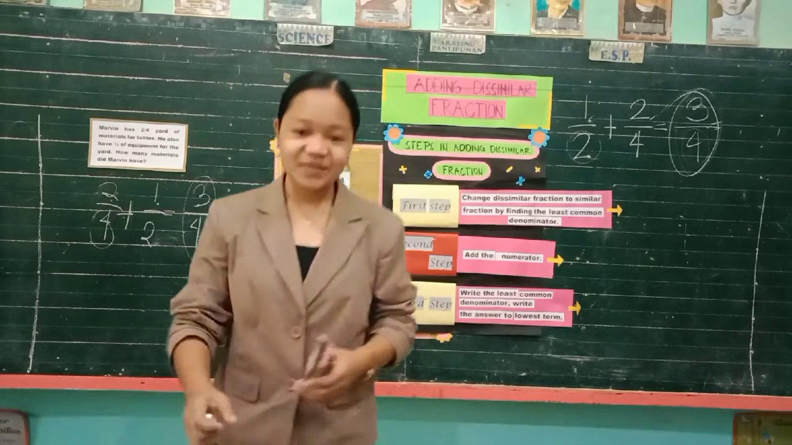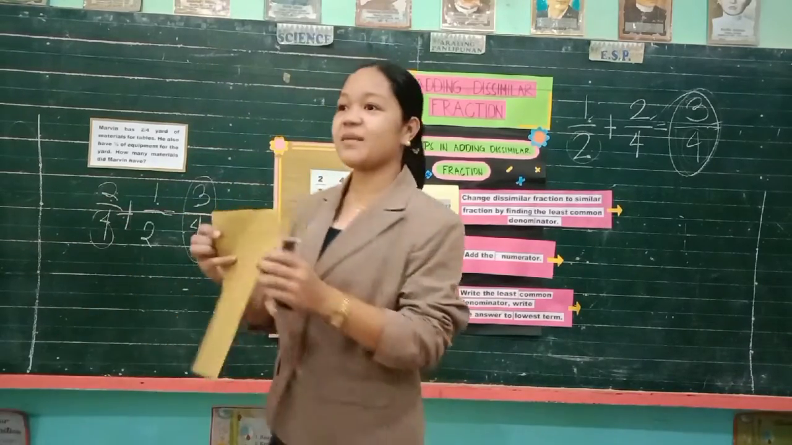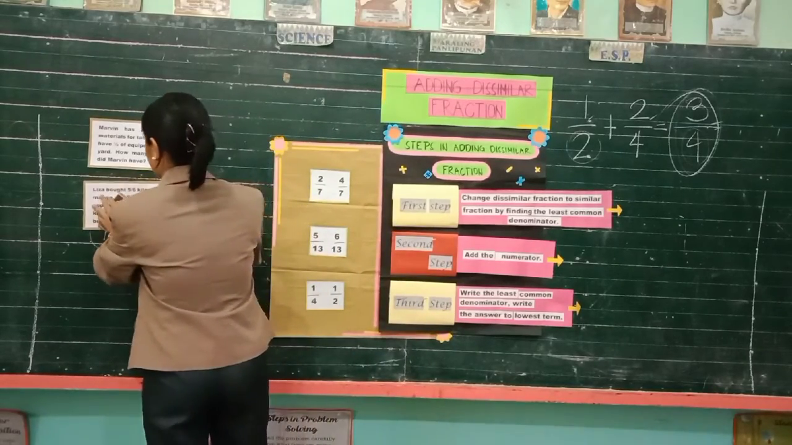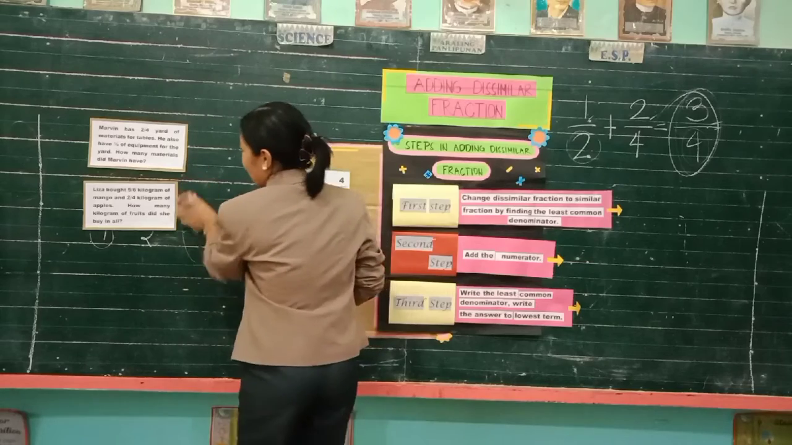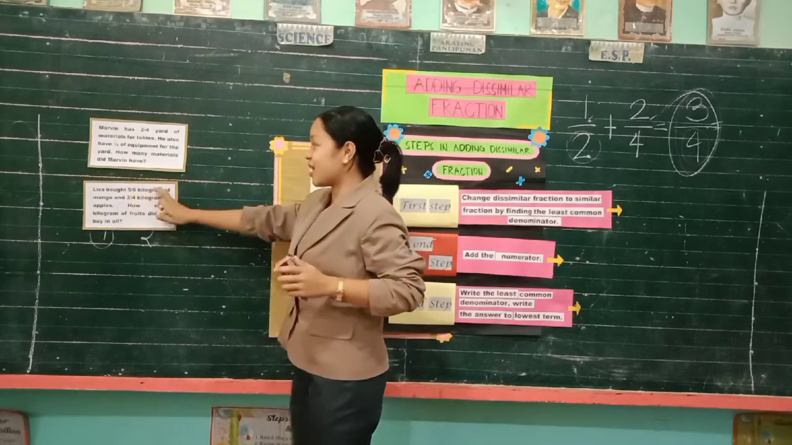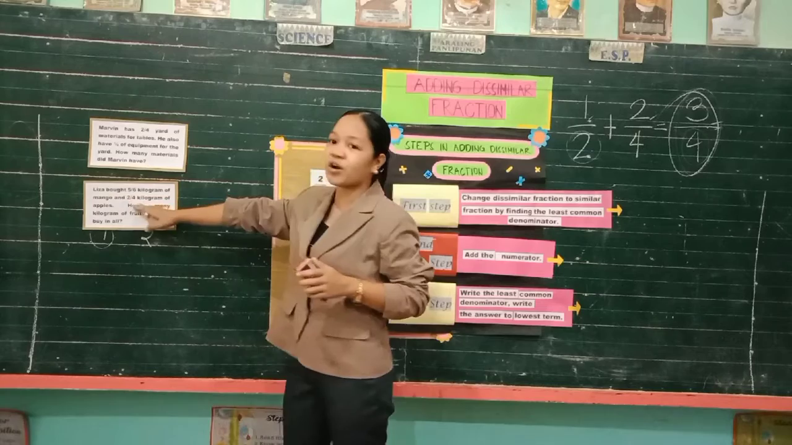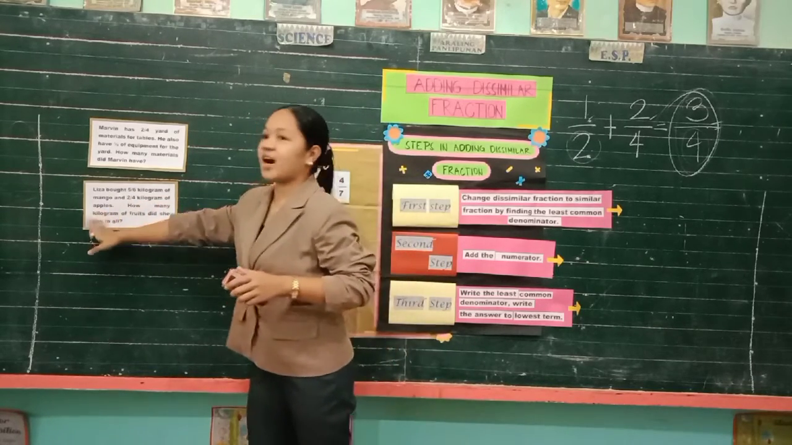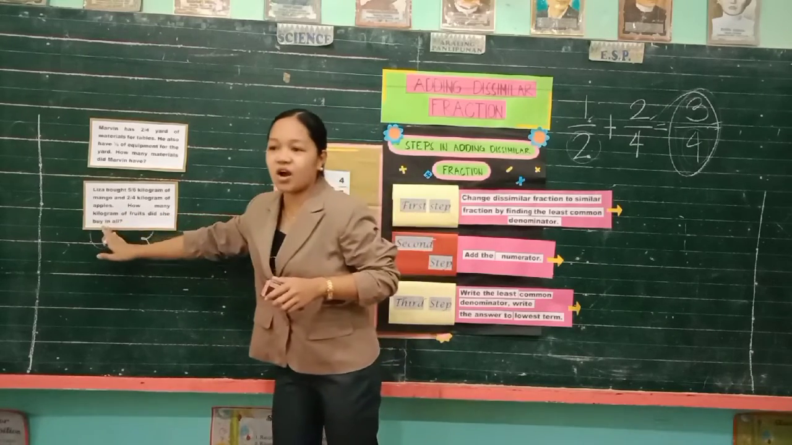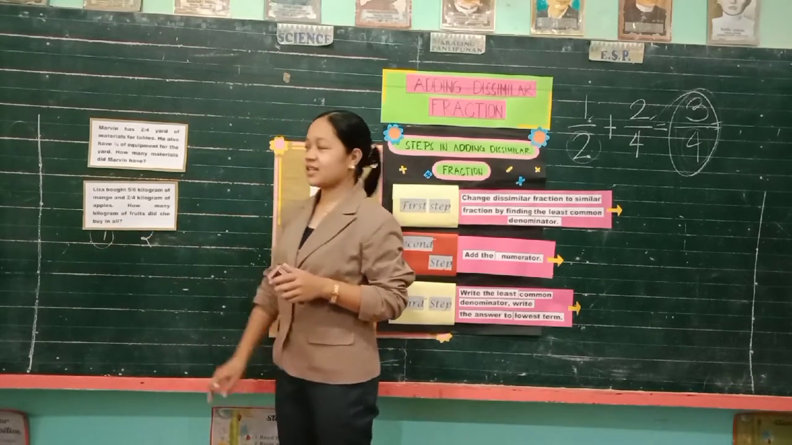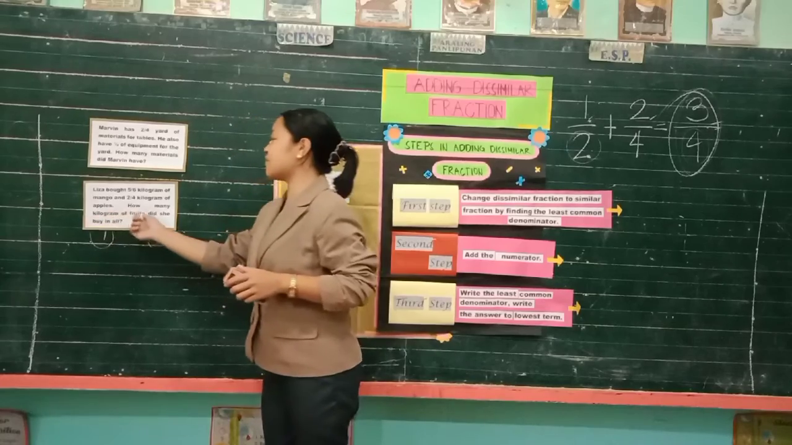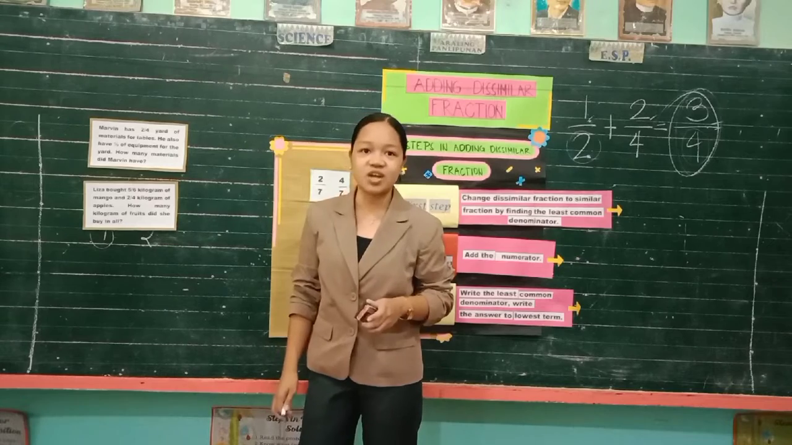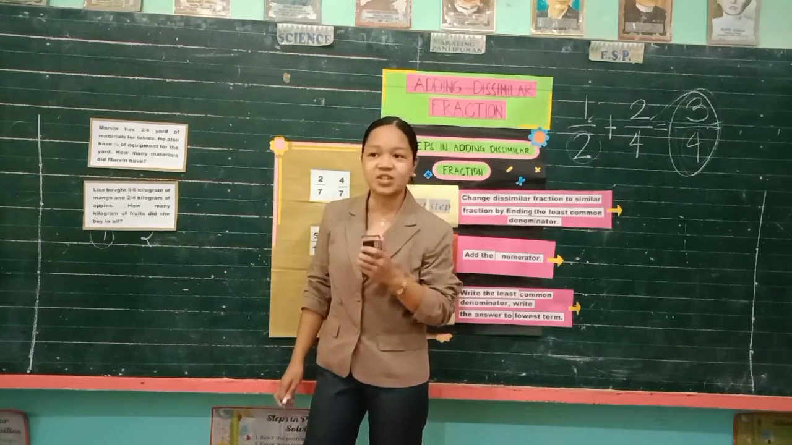Yes. Very good. So I have here a second problem. Lisa bought 5/6 kilogram of mango and 2/4 kilogram of apples. How many kilogram of fruits did she buy in all? Alright. How many kilogram of fruits did she buy in all? What operation would we use? Is it addition, subtraction, multiplication, or division?